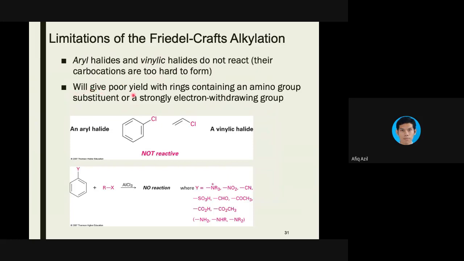Then poor yield will be obtained if the ring, which is your starting material, the benzene, already has other substituents, such as an amino group or another strongly electron withdrawing group, EWG. So what is EWG? All of this. You have nitro, you have cyano. This is a substituted amine. This is your sulfonic acid, SO3H, aldehyde. This one is ether, carboxylic acid, ester, and so on.